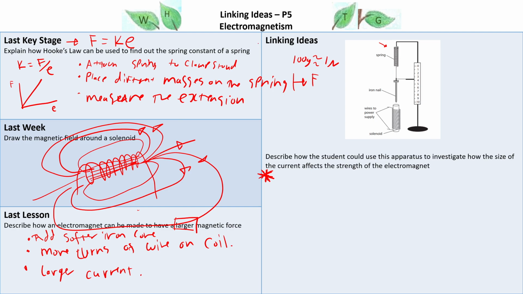Okay, let's continue. Describe how the student could use this apparatus to investigate how the size of the current affects the strength of the electromagnet. So, first of all, you'd have to calibrate this spring. And the way you'd calibrate the spring is by doing this experiment, because you need to figure out the spring constant. So, to start off, we're going to do experiment 1, and this will calculate the k.